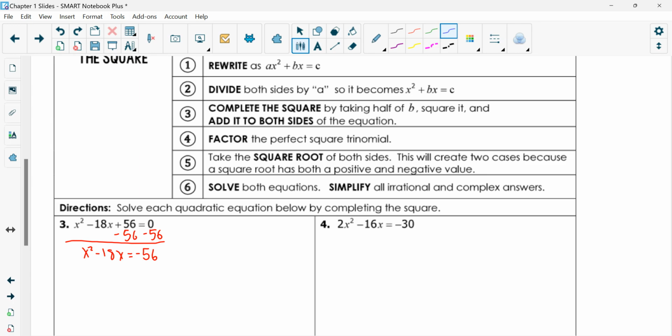And we want a 1 in front of that x squared. So if there is an a, remember a is that number in front of the x squared. If there is an a, we're going to divide everything by a. Here our a is 1, so we don't have to worry about doing that. But that's what step 2 says, divide both sides by a.